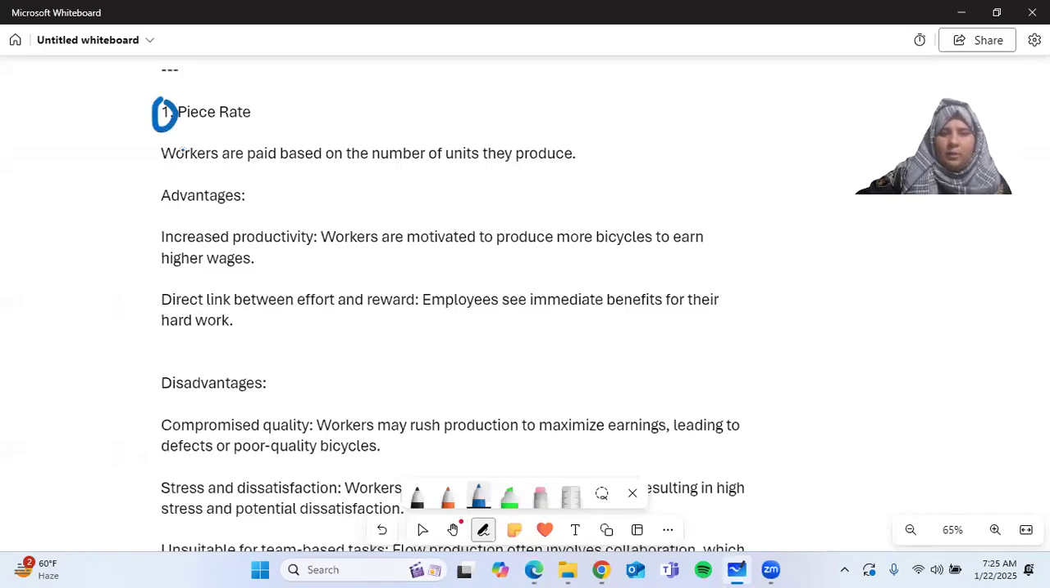So first of all, let's talk about the piece rate. So what is piece rate? Workers are paid based on the number of units they produce. This is piece rate. Advantage: it can increase their productivity. So workers are motivated to produce more bicycles to earn higher wages, a direct link between effort and reward. So employees see immediate benefits for their hard work.